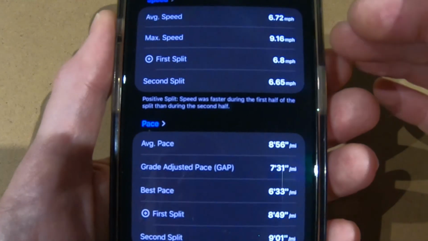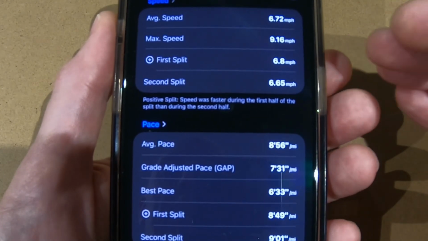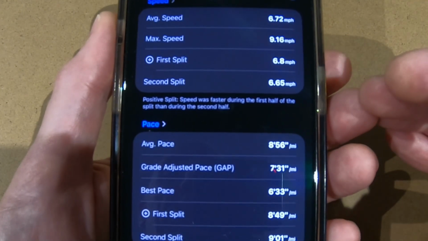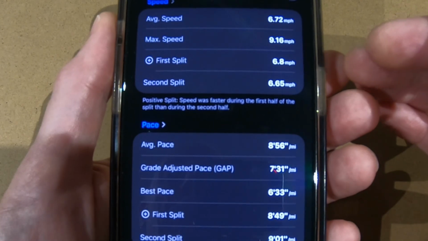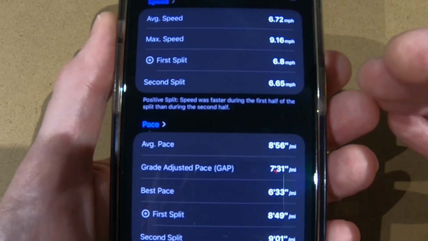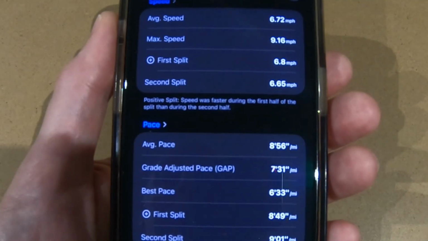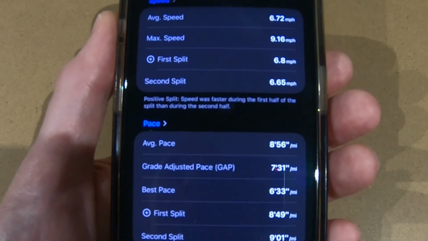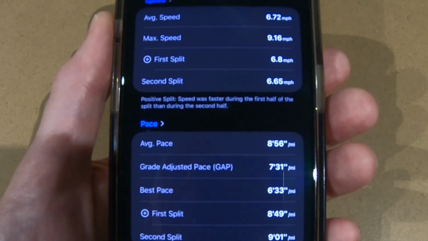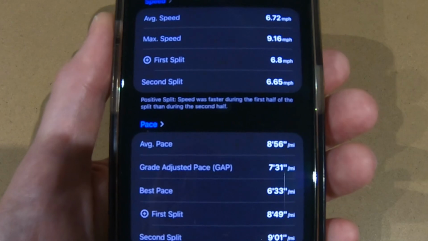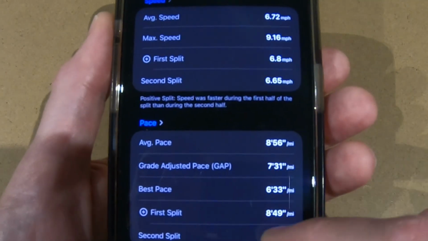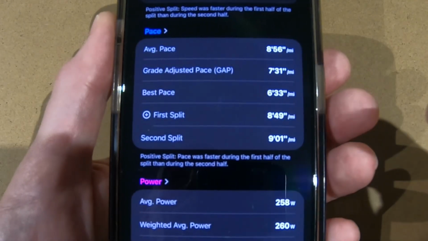Speed gives you average and maximum speeds, then your first and second splits. So that's your speed on the first half of the run and on the second half of the run, and it will tell you whether it's a positive or negative split. In this case, it was a positive split, so I was faster during the first half of the run than during the second one.